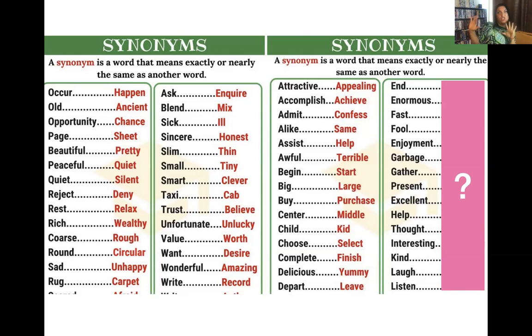If it's awful, it's also terrible. If you begin, then you start. If it's big, then it's large. If you buy, then you also purchase. If it's in the center, it's in the middle. If it's a child, we call them a kid. If you choose, you select. If you finish, you complete. If it's yummy, it's delicious. And if you leave, you depart.